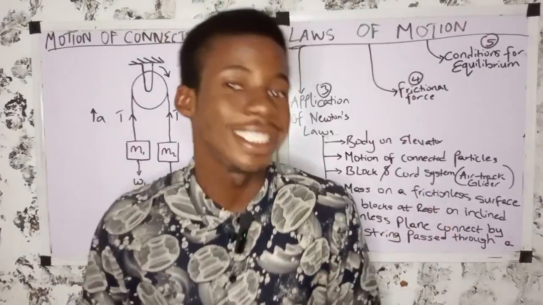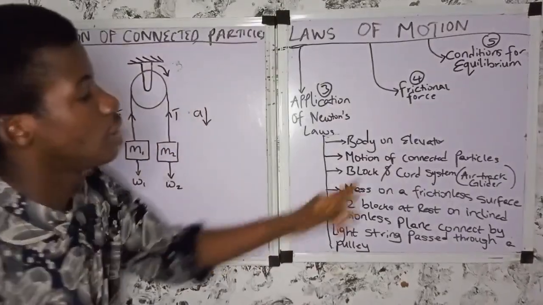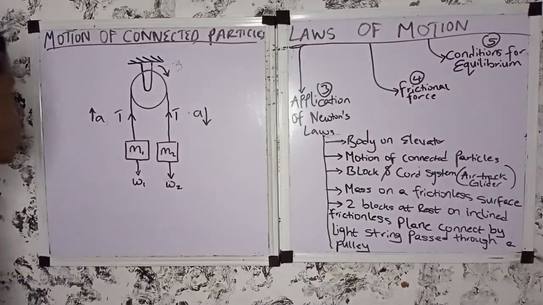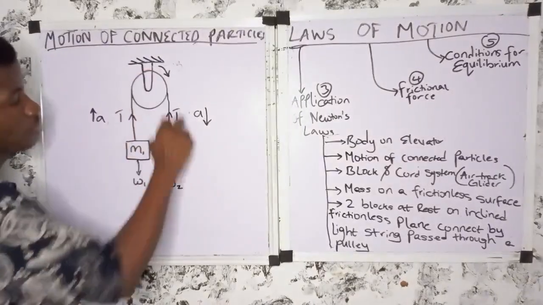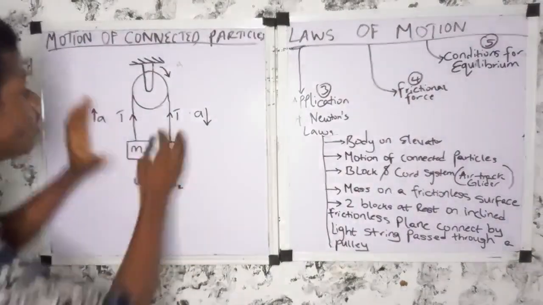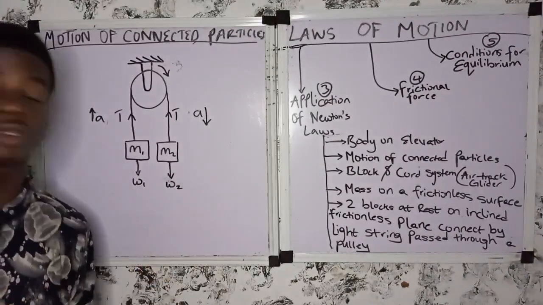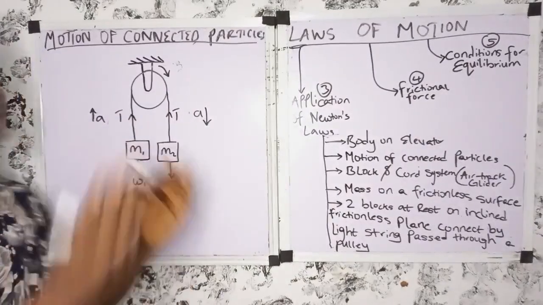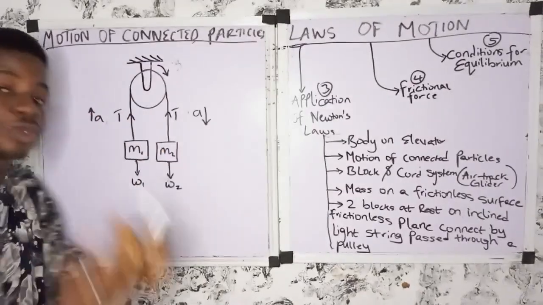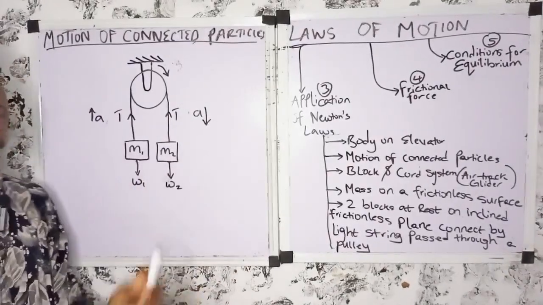All right, so let's continue with the next applications of Newton's laws, which is motion of connected particles. Now, these are two bodies that are connected together. In questions coming out from this part, they will ask you to calculate either the acceleration with which these connected bodies are moving, or the tension acting on these masses or bodies.